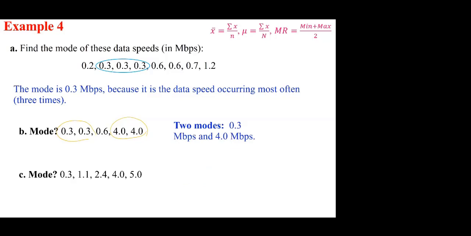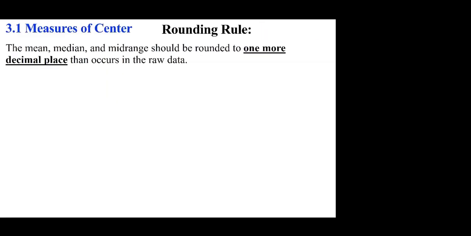We have the following pieces of data: 0.3, 1.1, 2.4, 4.0, and 5.0. So what's going on here? No mode. Simply because nothing repeats. So there is no mode. Well, this is the question that was just asked.